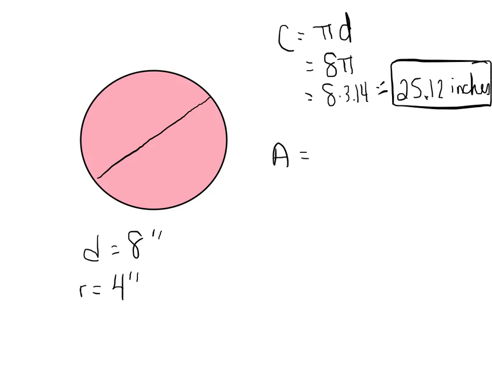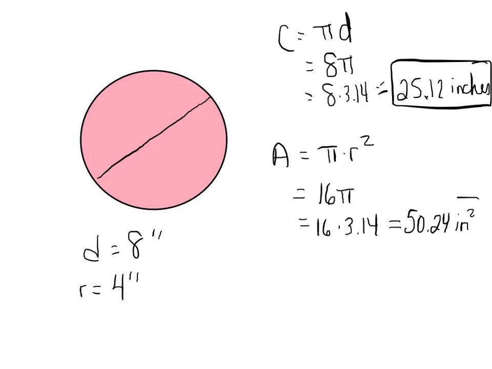And then my area is going to be given by pi times r squared. So in this case, I would need to use the radius of 4. 4 squared is 16 times pi. So I'd have to do 16 times 3.14, which would then give me 50.24 square inches for an answer. So hopefully this will be helpful as we begin to talk a little bit about circles and talk about different shapes when we put them together.